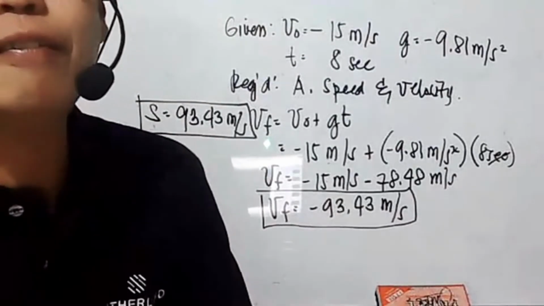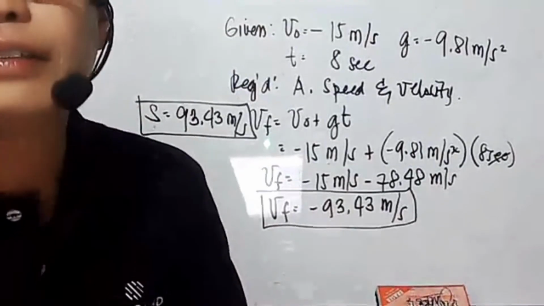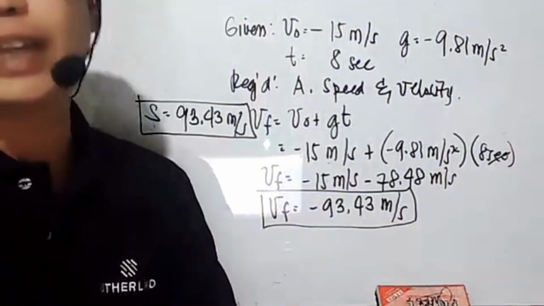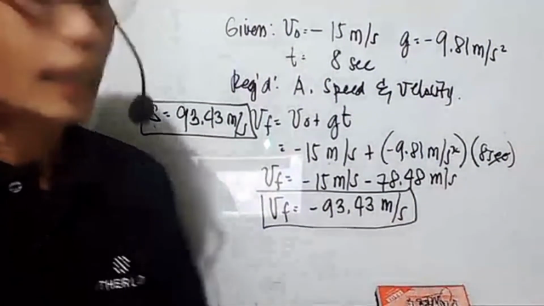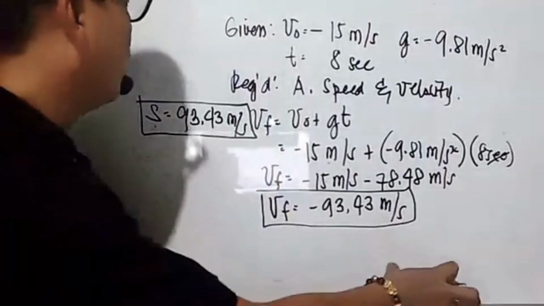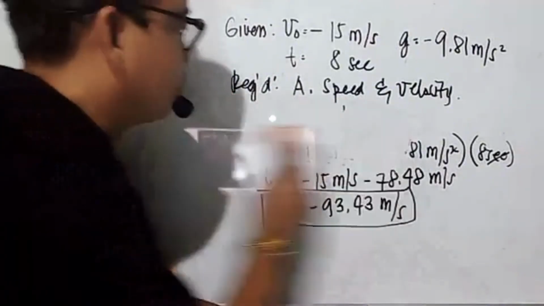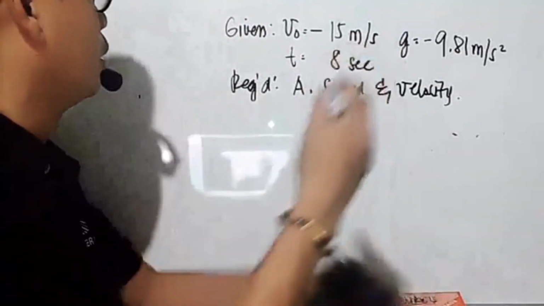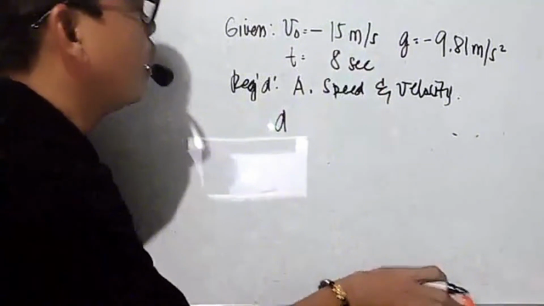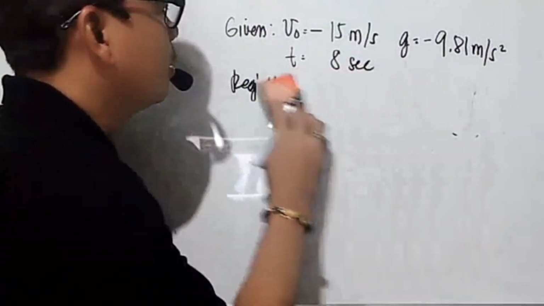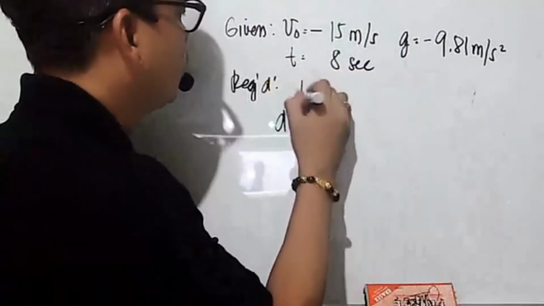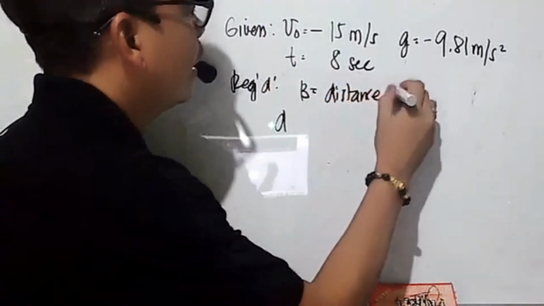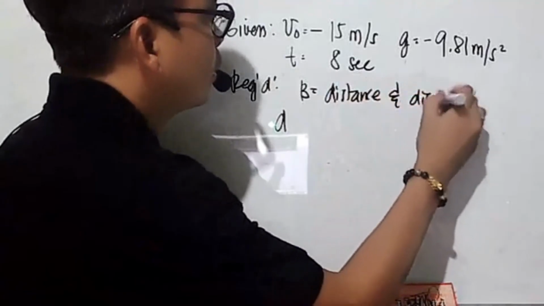And then we're also looking for how far they travel during this time and what is its displacement. Okay, so let's continue with that. So I'll be erasing this part, the solution. We have the same given, same given tayo. So your D now. We're looking now for, this is for B, the distance, again, distance and displacement.